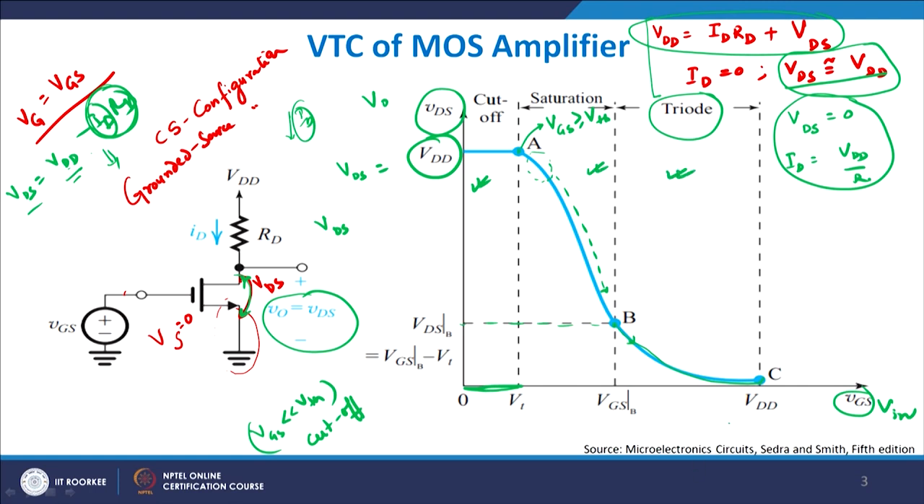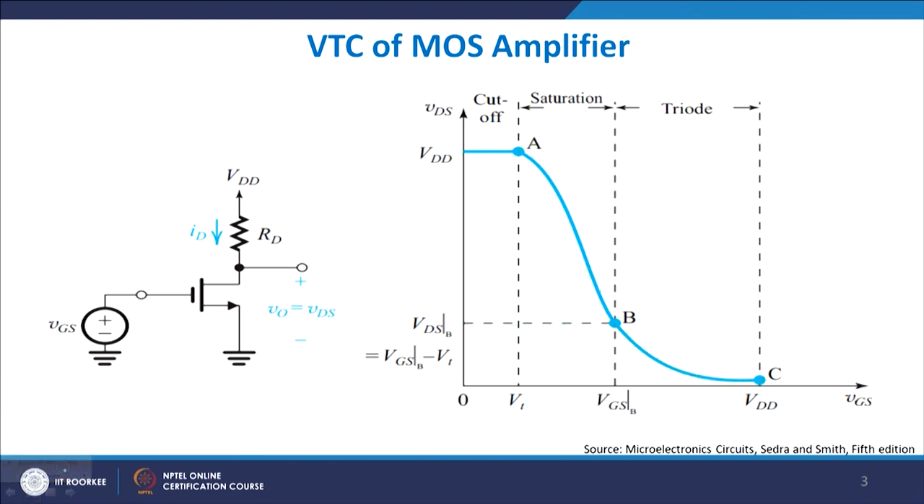If you want to use it as a switch, you need to move from cutoff to saturation and from saturation to cutoff very fast. If you are biasing at the cutoff or triode region, and you try to find delta V out and delta V in, which is basically my voltage gain, you will see that even if I shift my input voltage by some amount, my output voltage remains fixed. That means AV equals 0, because delta V out is 0. As you shift your input voltage, your output voltage does not change and your voltage gain is fixed at 0.